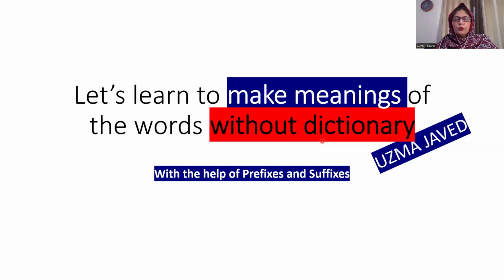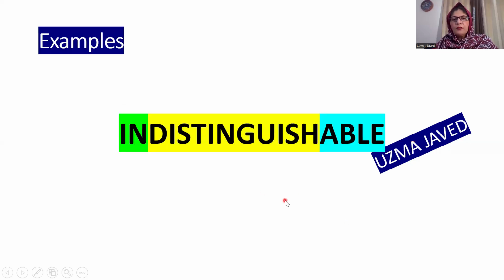Let me tell you that the concept of prefixes and suffixes, which I shared with you in my previous videos, briefly: prefixes are those letters which are used at the start of words, and suffixes are those letters which are used at the end of words, and the purpose is to change the meaning, the form and the purpose of those words. Now, with the help of these two concepts, we will be finding out the meanings of the words as they are used in our examination.